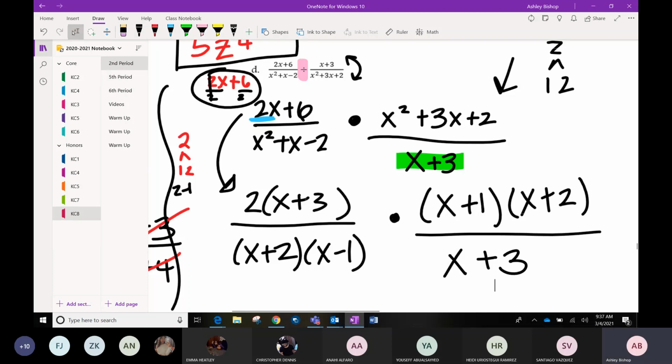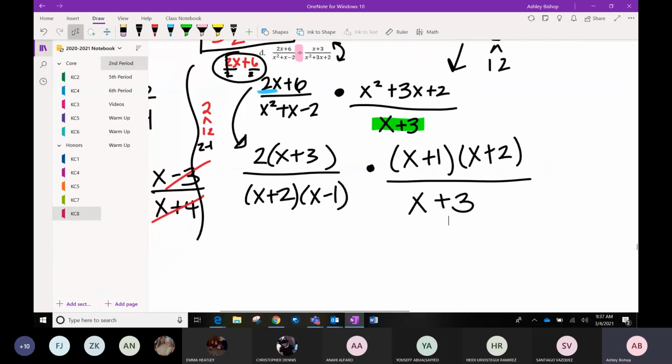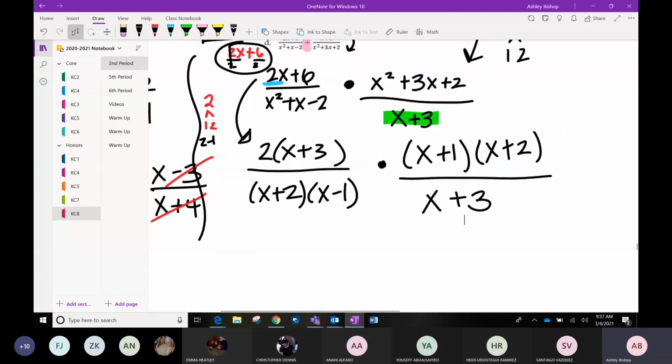Alrighty, so this was probably our most difficult problem so far just because a lot of things factored, but the factoring wasn't too difficult. If you need extra factoring practice, please reach out to me and I will get it for you. All right, now I can just cancel away. I have x plus 3's that cancel. Leave that 2 in front. I have x plus 2's that will cancel. That's the only things that will cancel.